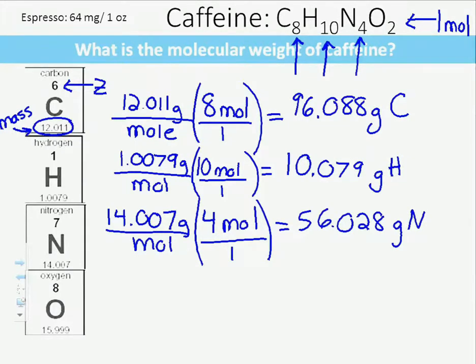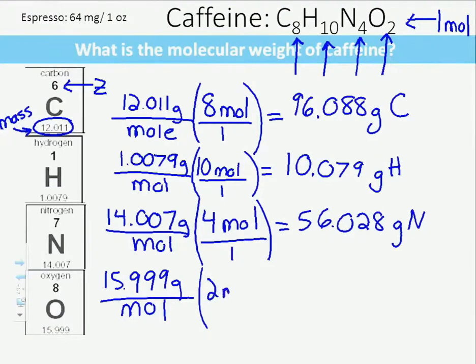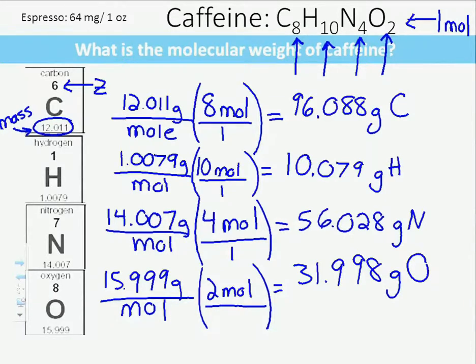Then with oxygen, we've got 15.999 grams per mole. And with oxygen, we come right back up to our molecular formula, and we see that there are 2 moles. So 15.999 times 2 gets a total of 31.998 grams coming from oxygen.